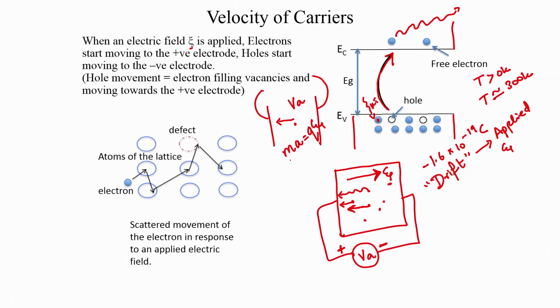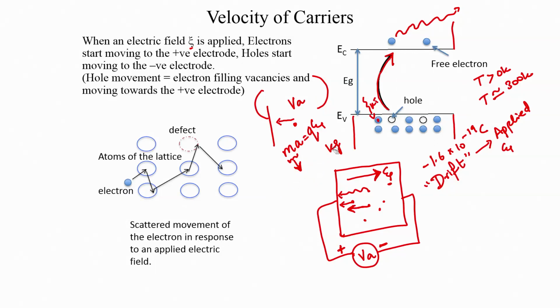Now this mass which we would take for an electron in vacuum is called the rest mass of the electron, which is about 9.1 into 10 power minus 31 kilograms. But in a semiconductor crystal, the movement of the electron is a lot more complex.